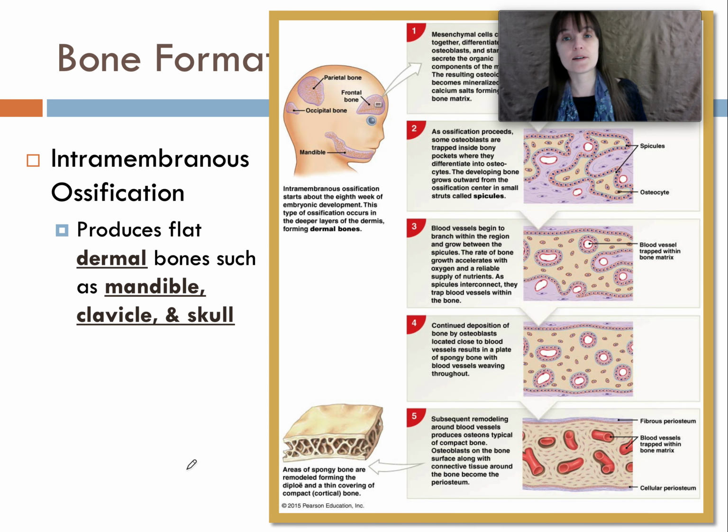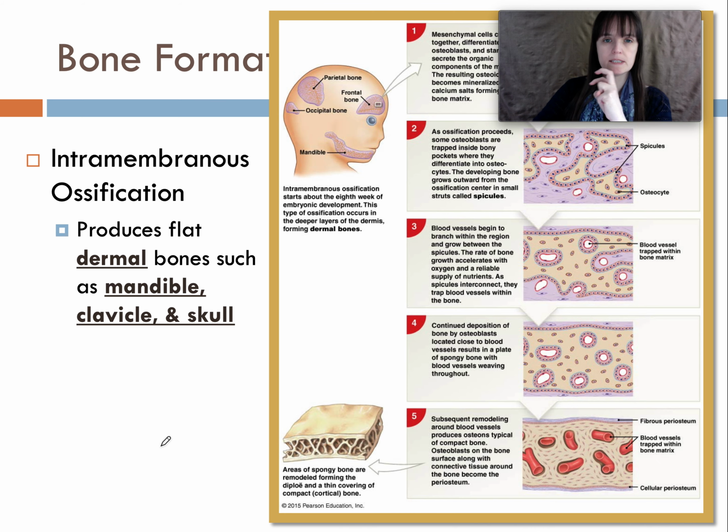Excellent. So now let's talk about intramembranous ossification. That was endochondral ossification. Intramembranous ossification produces flat dermal bones, such as the mandible, clavicle, and skull. And that's kind of all we need to say about that.